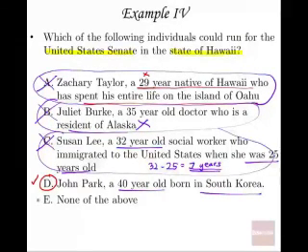E, none of the above, would be correct if we found more information about John Park, let's say he never got citizenship or got it too late or is not a resident of Hawaii, but we don't know that, so E is incorrect as well. So you knock out A, B, C, and E, and D is the correct answer.